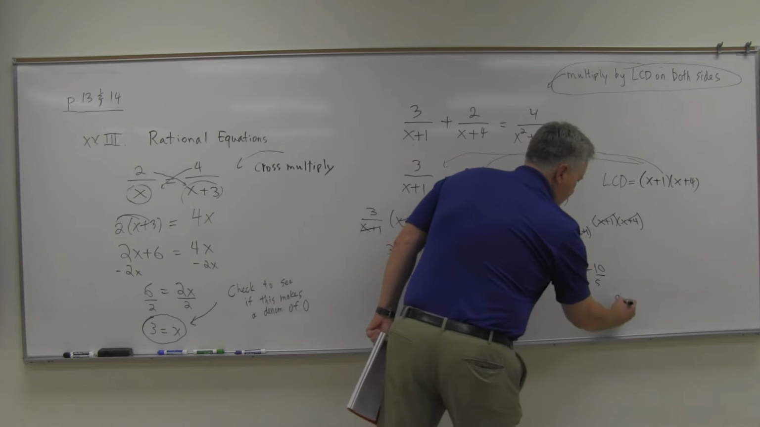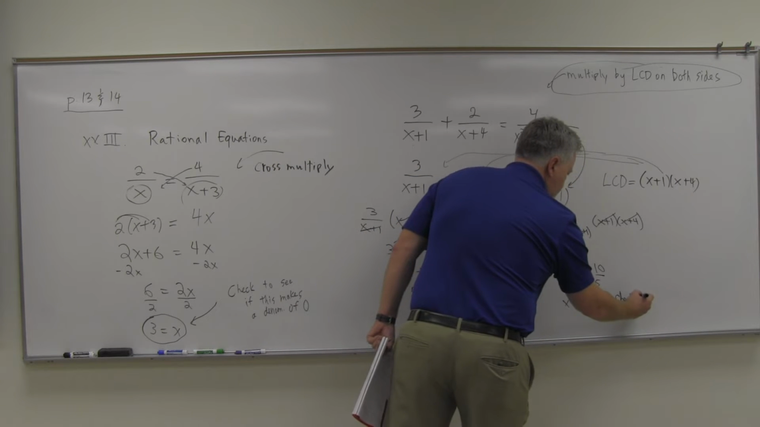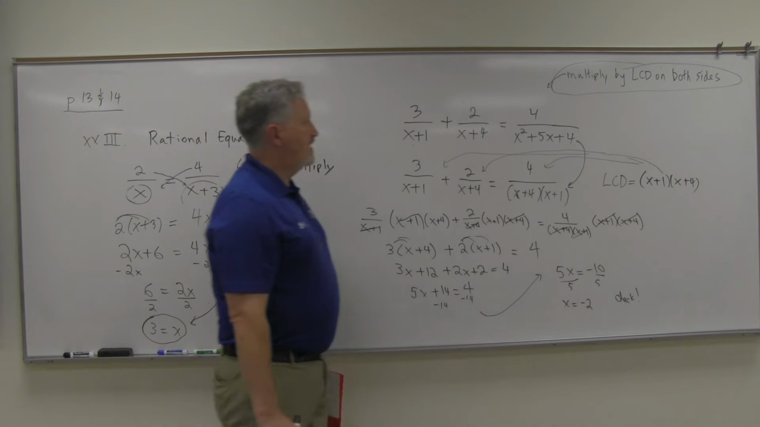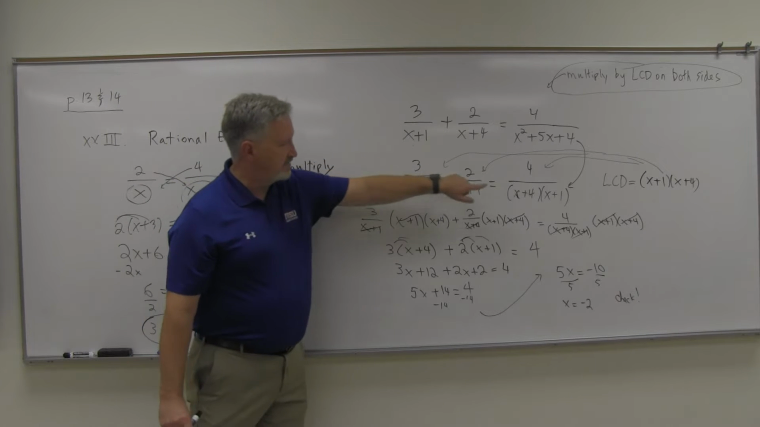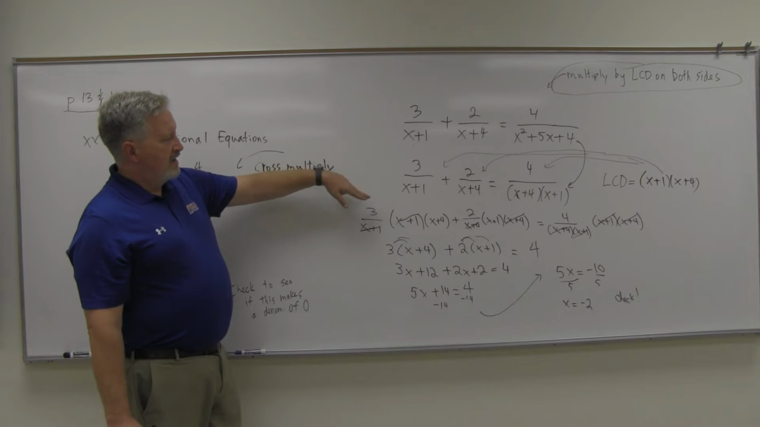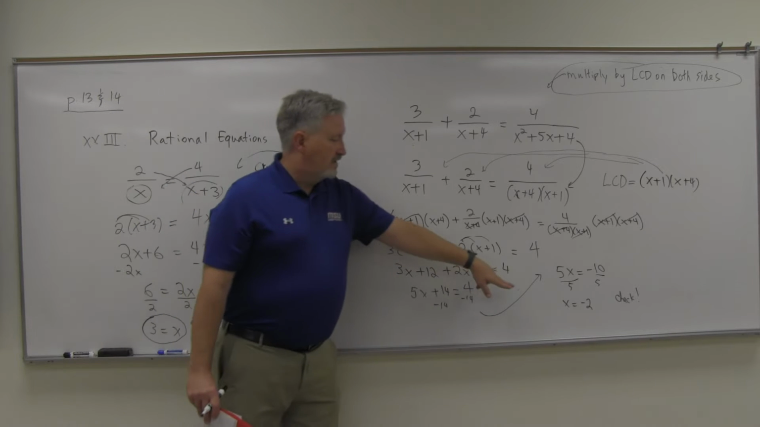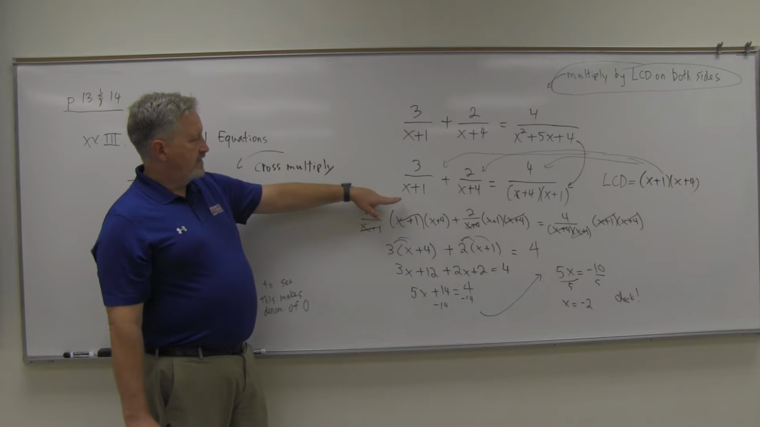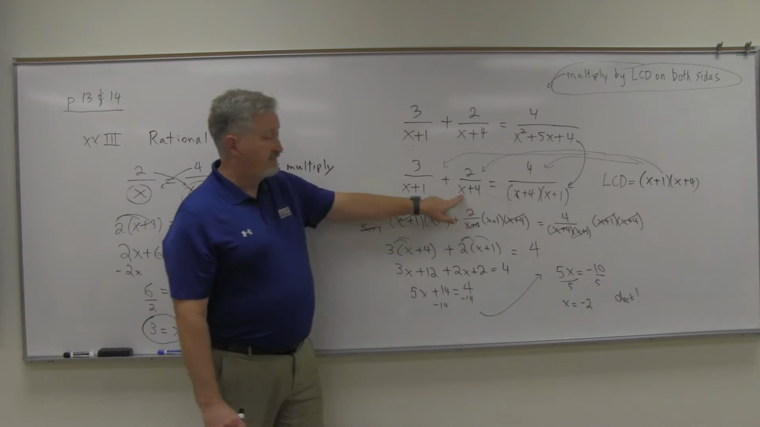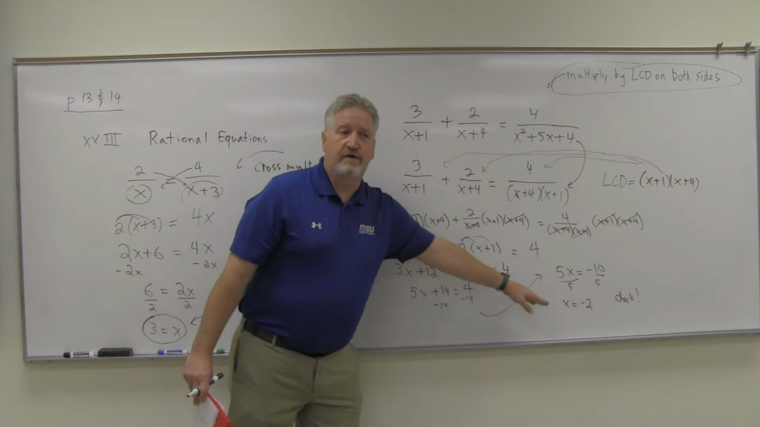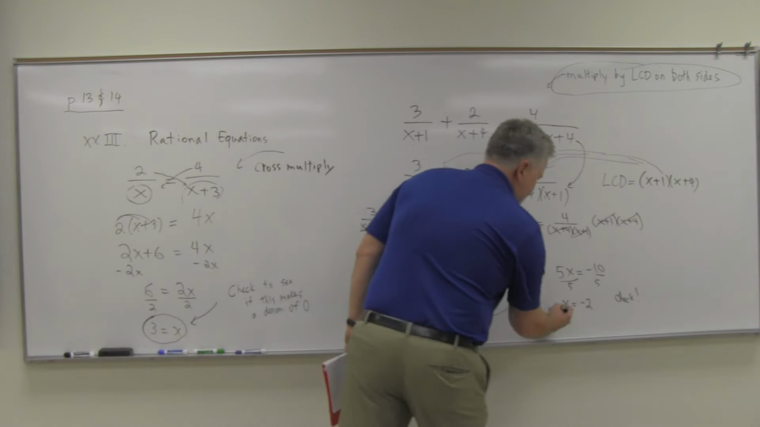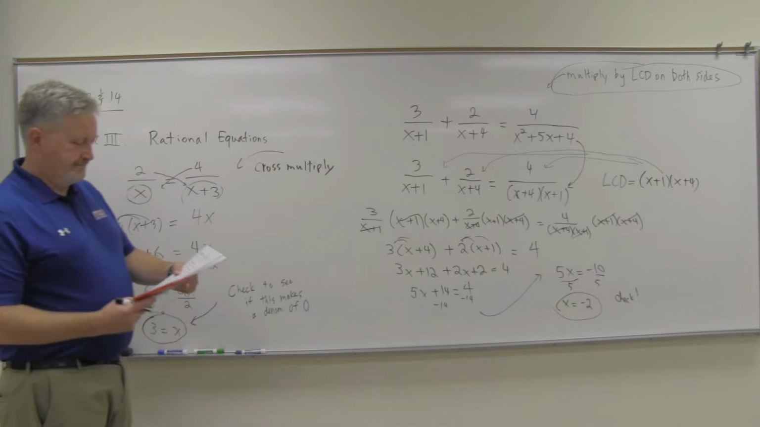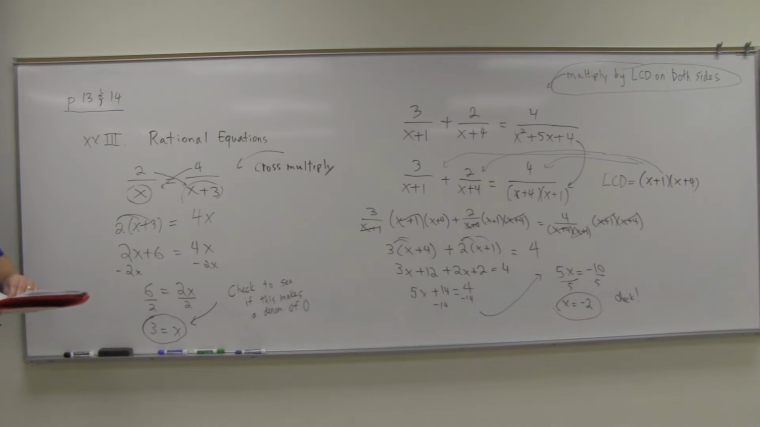All right, so again, check on this one to make sure that if we plug in x to be negative 2, the denominators don't come out to be 0. What ones would be excluded here? Negative 1 or negative 4? If our answer had come out to be negative 1 or negative 4, we'd have to throw that one out. But it's negative 2, so we're all good. It checks out. Okay. Any questions or concerns right there?